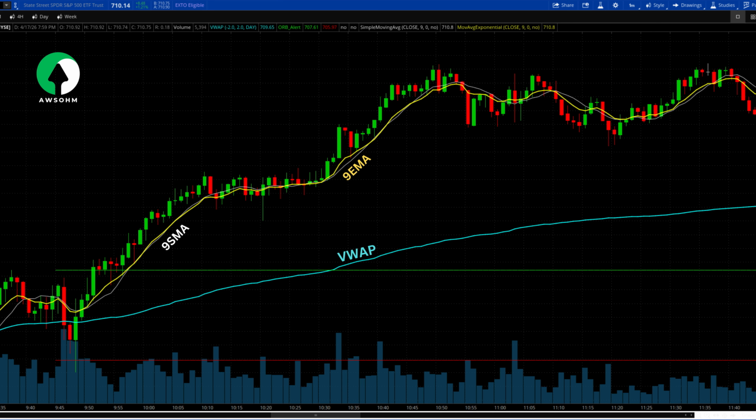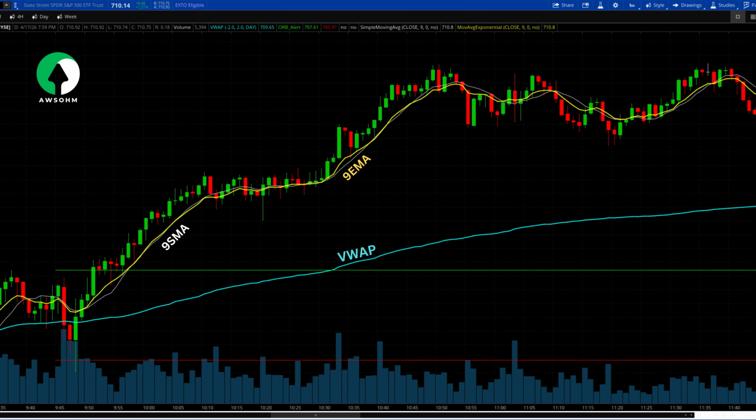Short versus long periods. Short periods, 5, 9, 10: fast signals, more noise, better for scalping. Medium periods, 20, 21, 34: balanced signals, good for day trading. Long periods, 50, 100, 200: reliable trend, slow entries, stronger support and resistance.